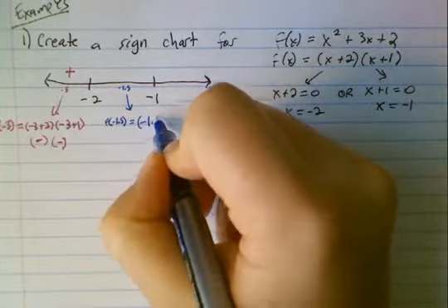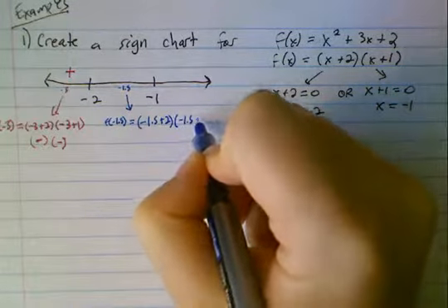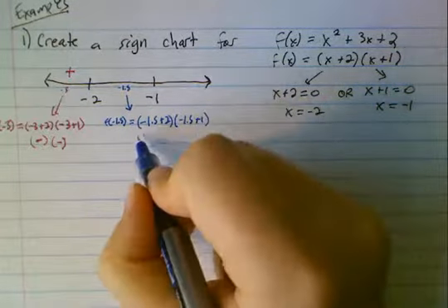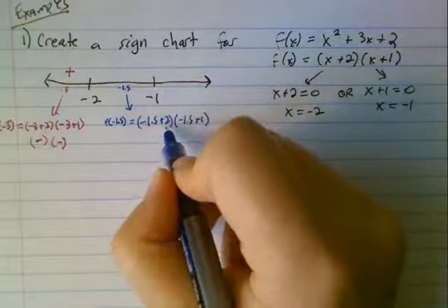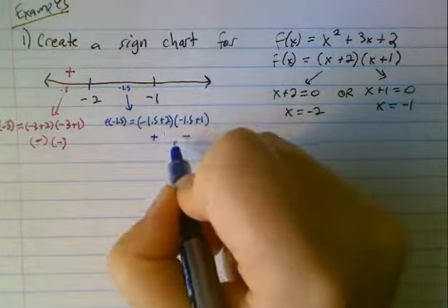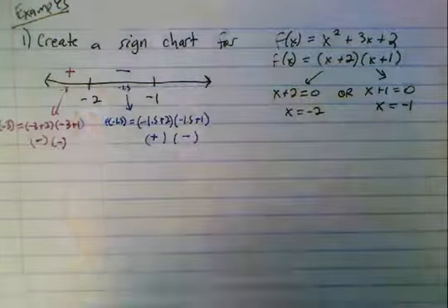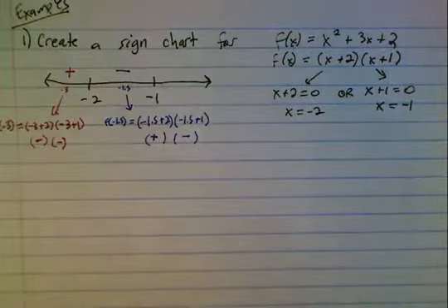So that's -1.5 plus 2, -1.5 plus 1. We can see that this -1.5 plus 2 is going to be a positive number. -1.5 plus 1 is going to be a negative number. So negative times positive is negative overall.